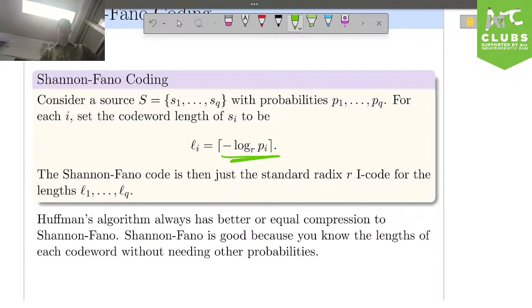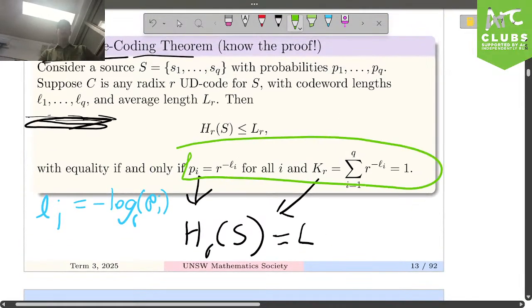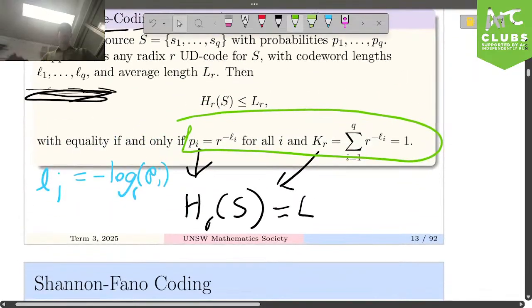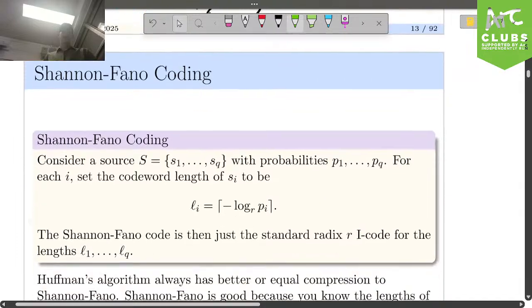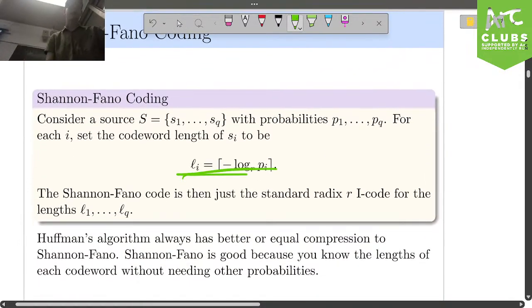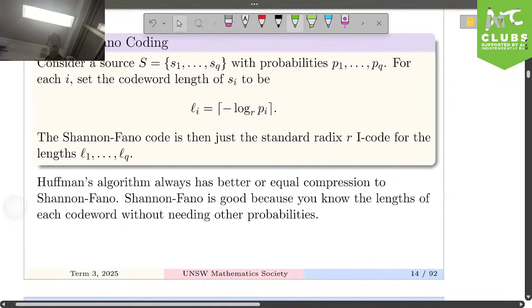If this turns out to already be an integer, if this condition is already satisfied, then the Shannon-Fano coding will give exactly the Huffman code, and also the code that has the average code word length equal to the entropy, which is quite nice. But in a more general sense, we'll look at an inequality that tells us how good it is, but it turns out to be decently good as well.